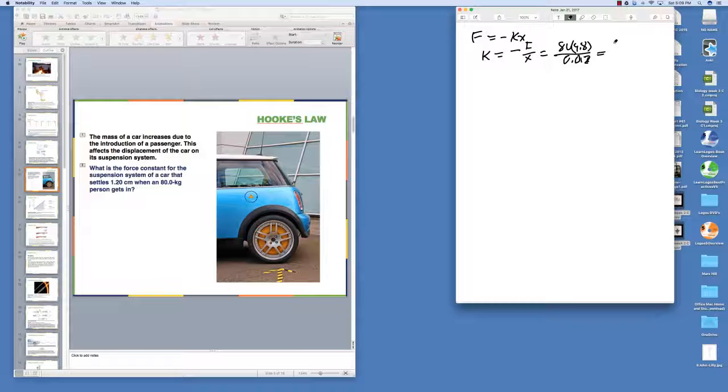And so that's going to equal 0.46 is 78 divided by 0.012. You get 6.53 times 10 to the 4th newtons per meter. So the restorative force is equal to 6.53 times 10 to the 4th newtons per meter.